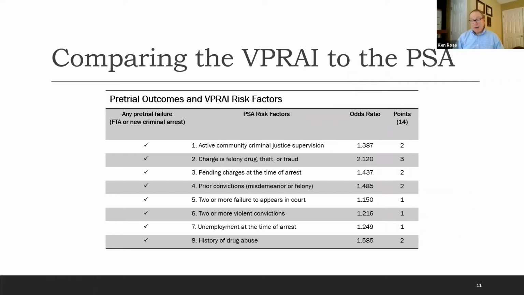We did spend a lot of time framing out the role and purpose of pretrial, and where we can improve in the future. And so now I think it would be good to talk about the comparisons of the VPRAI and the PSA, to give folks an opportunity to understand the differences, what they're measuring, and how they measure pretrial risk.